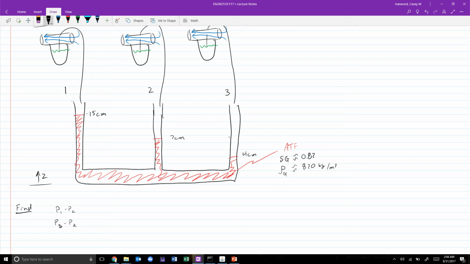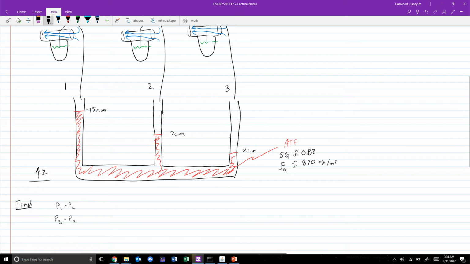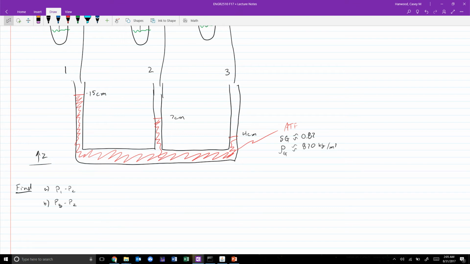So this should be fairly straightforward, and it's simply going to be the same manometry equation that we talked about in class. So we have A, we have B. Let's go ahead and tackle part A first.